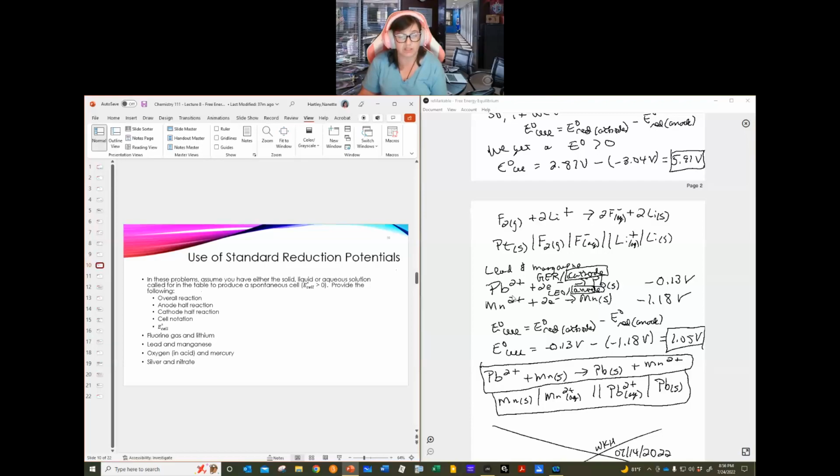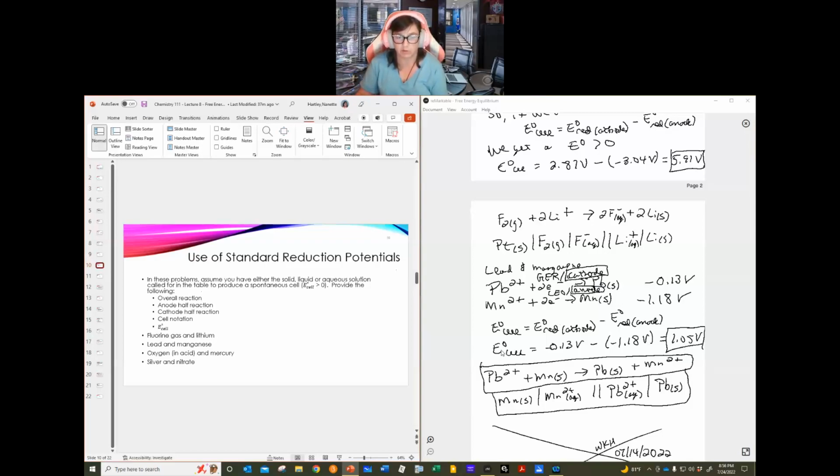Since I'm going to reverse this one, this means I lose electrons: oxidized at the anode. This is going to be my gain electrons, reduced at the cathode. So my Pb is the cathode. That means I'm going to have the negative 0.13 at the cathode, and I'm going to subtract the negative 1.18 volts that occurs at the anode to give me 1.05 volts total. That cell potential is greater than 0, so that's spontaneous as written.